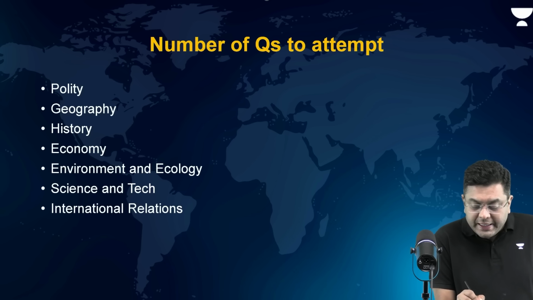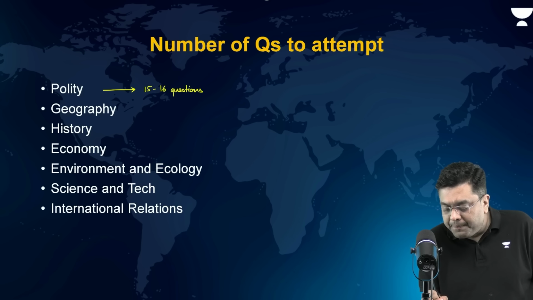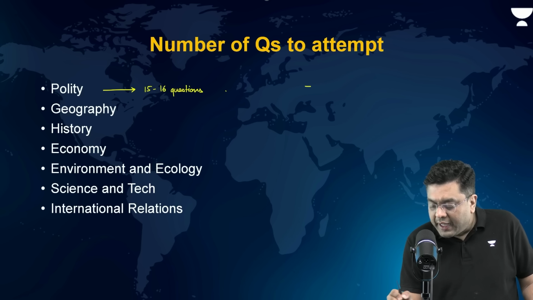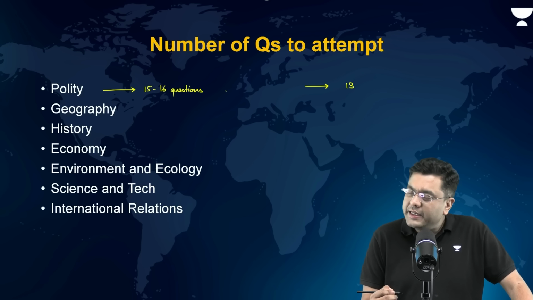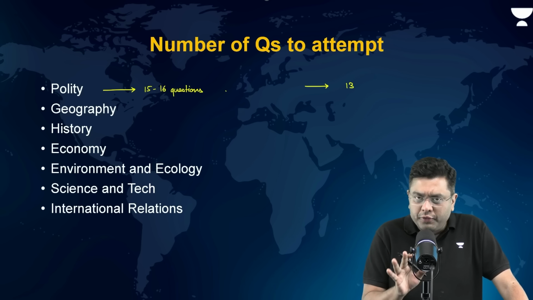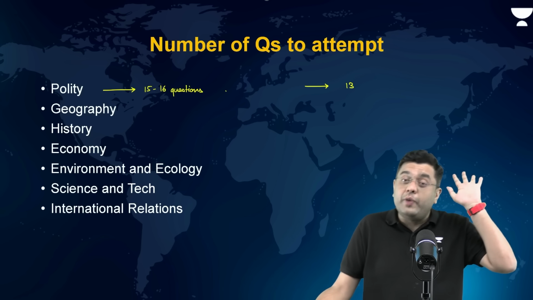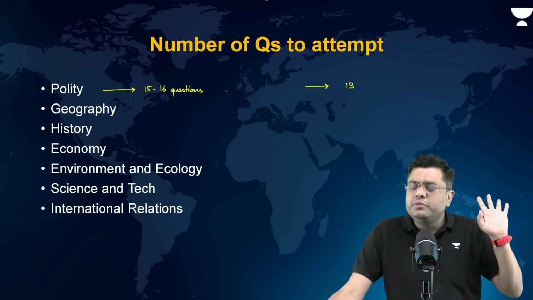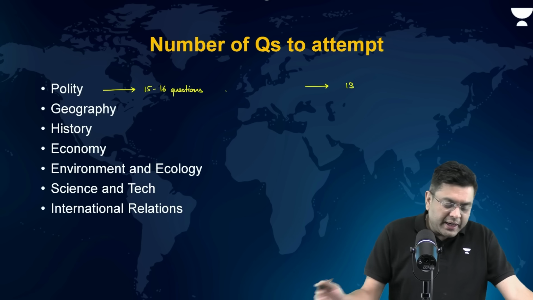In polity, roughly 15 to 16 questions are asked. A candidate who has studied Lakshmikant thoroughly should be able to solve at least 13 of them. Let's assume 13 should be solvable. You will commit negative marks also within this. Acceptable. But that is if you are attempting 16 questions in polity. Let's assume 3 or 4 of them you have committed negative marks.